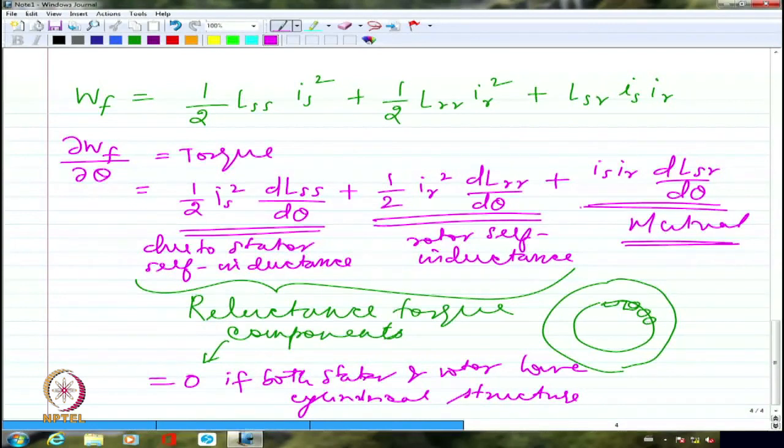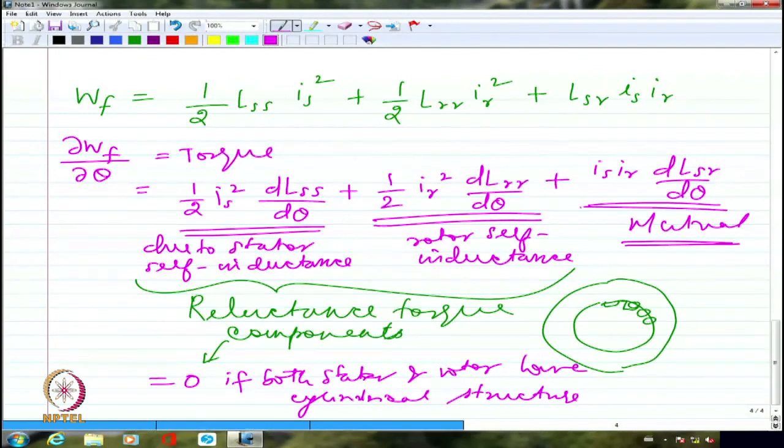Of course, stepper motor is an exception because I am not really exciting the rotor. So I have only the stator side excitation. So obviously what I have there is only the stator side reluctance torque. I will not have the torque due to rotor side current because rotor side current is zero. And I will not have IS IR into dLSR by d theta because I am not having IR at all. Right? So whenever a machine is doubly excited, I am going to have for sure the mutual inductance prone torque. Whereas whenever I have a cylindrical machine, I will definitely not have reluctance torque. And whenever I have a singly excited machine, I will have only reluctance torque due to the member which is being excited.